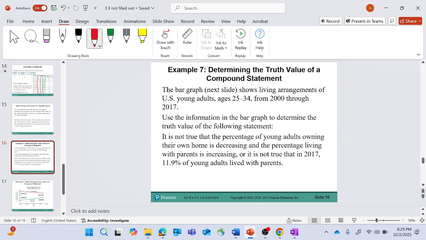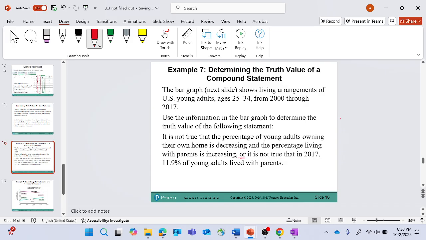All right. The bar graph in the next slide shows living arrangements of U.S. young adults aged 25 to 34 from 2000 through 2017. We're going to use the information in the bar graph to determine the truth value of the following statements. It is not true that the percentage of young adults owning their homes is decreasing and the percentage living with parents is increasing, or... We have the word or.